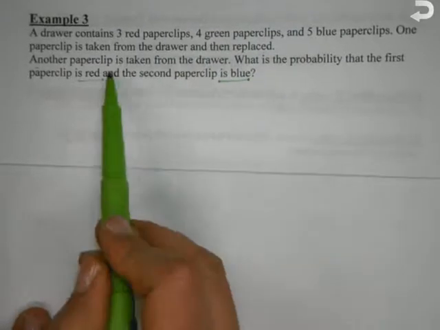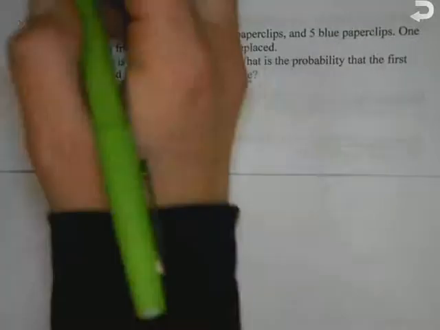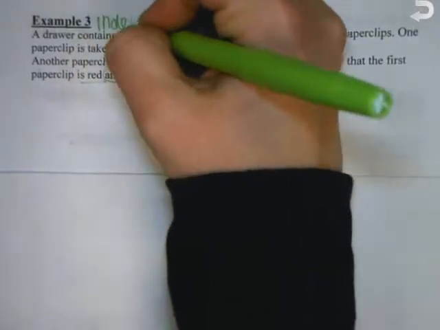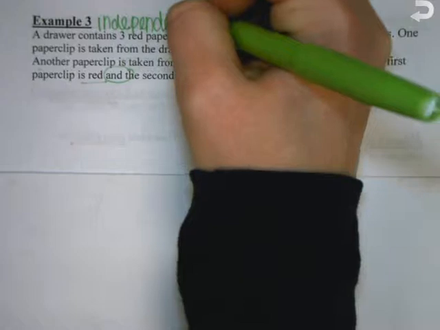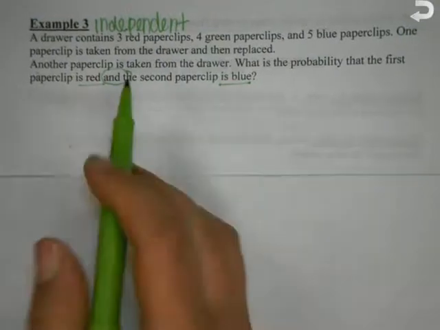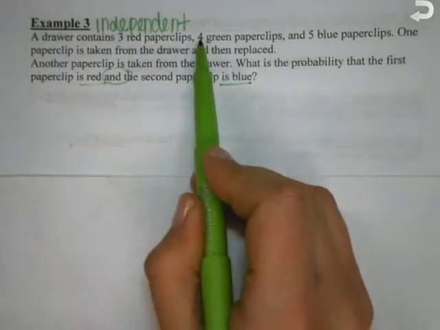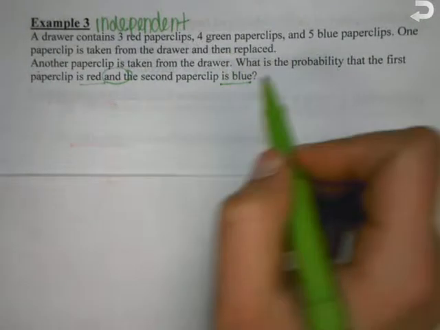I take one out and then I put it back. Does the color that I pulled the first time now affect what I pulled the second time? No. No, so they're independent, right? So let's find the probability. Let's actually write that here too, independent. Okay, just so that we know. So what's the probability of pulling the first one as red? 3 plus 4 plus 5 is 12. So actually, let's write that here, 12 total. So the probability of pulling a red is 3 out of 12, times, right?